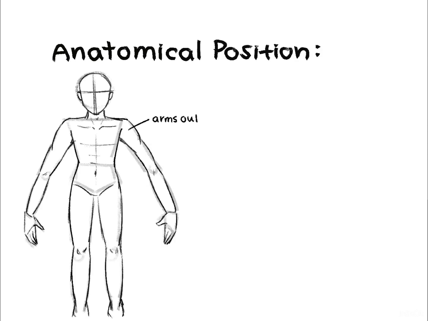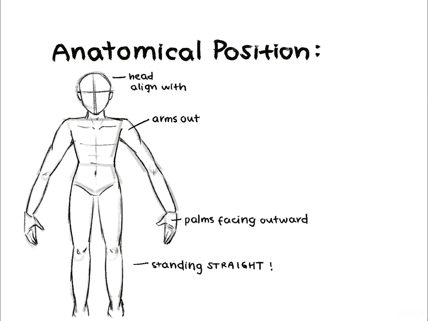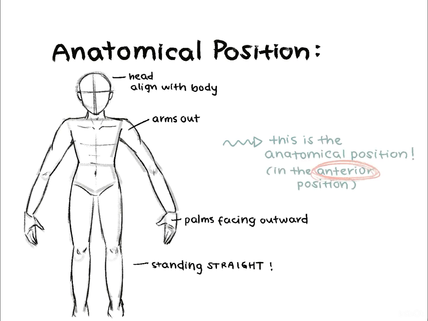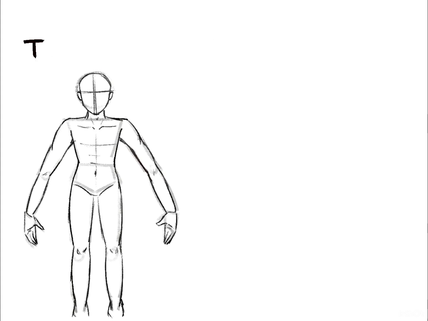This is an anatomical position with your arms out and palms facing outward. And you're also standing straight, so your head is aligned with your spine. This is the anatomical position in the anterior position. The anterior position is basically facing forward.